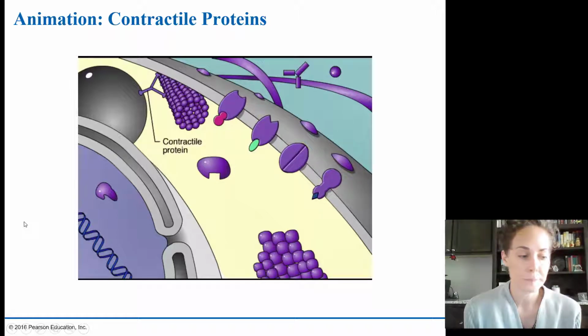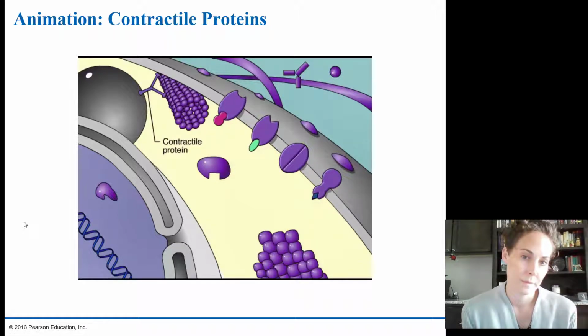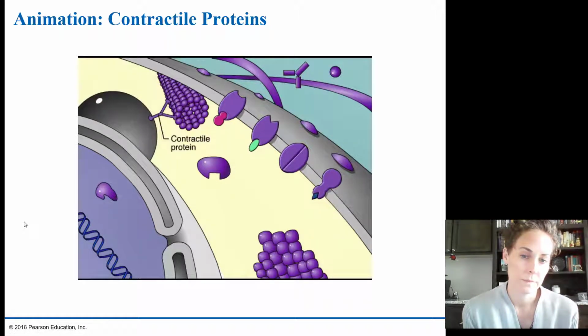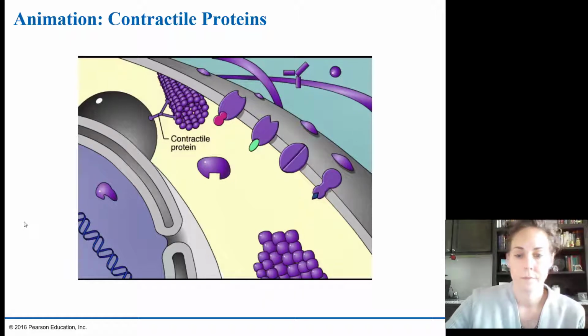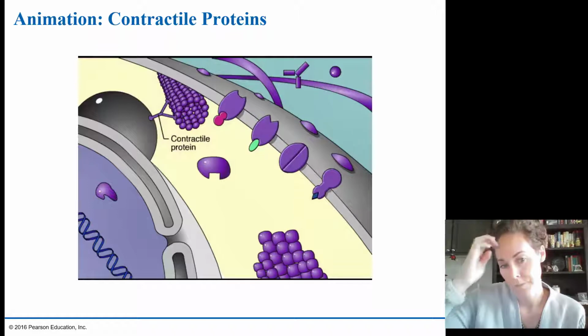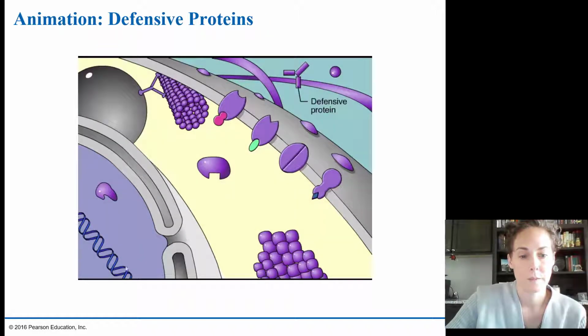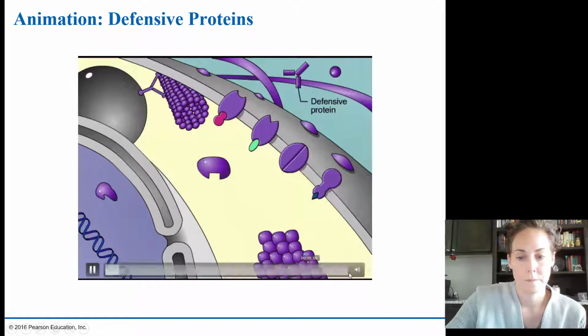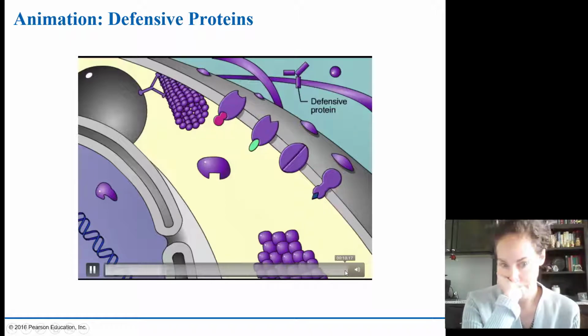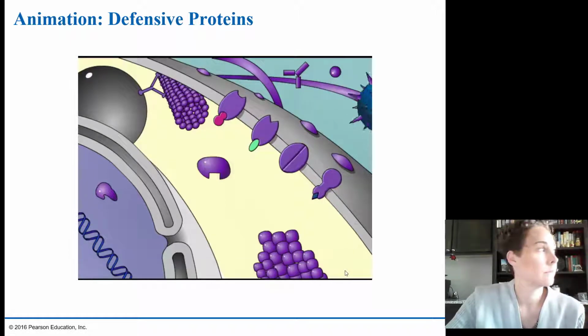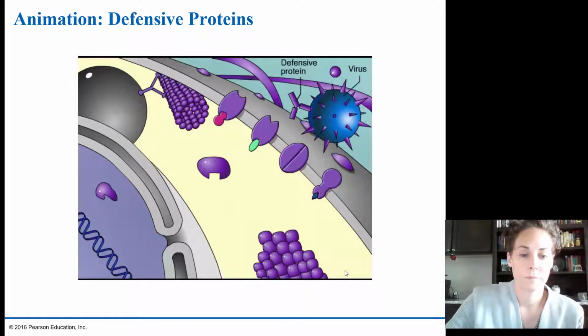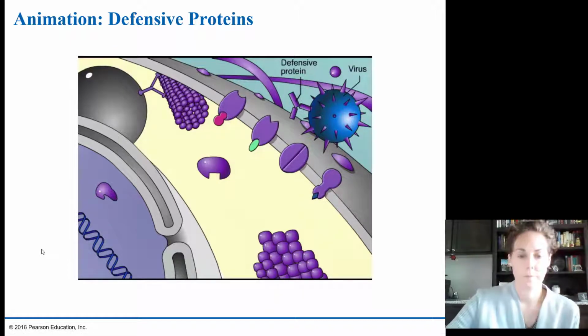Contractile proteins, like the motor protein shown here, can move parts of a cell. Other contractile proteins, working together in muscle cells, can move a whole animal. The immune system makes defensive proteins called antibodies that bind to invaders, such as the virus shown here, and mark the foreign objects for destruction.